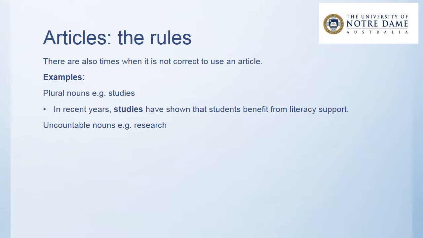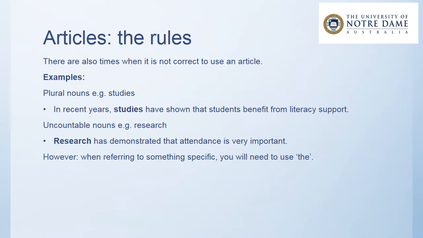I also don't want to use an article when I have an uncountable noun, for example, research. Here's a sentence. Research has demonstrated that attendance is very important. Research is an uncountable noun, so I don't want to put an article before it. However, if I am referring to something specific, I will need to use the. Let's compare.